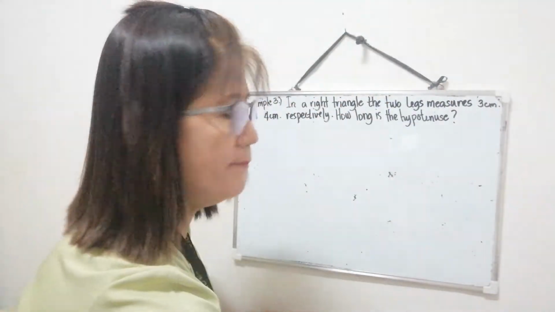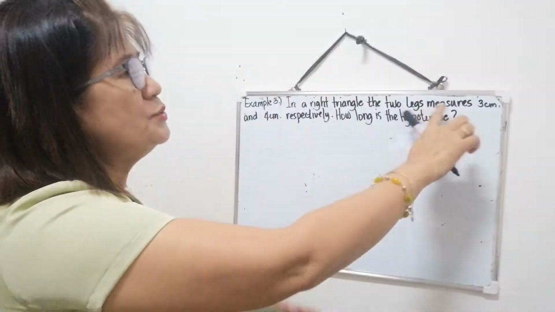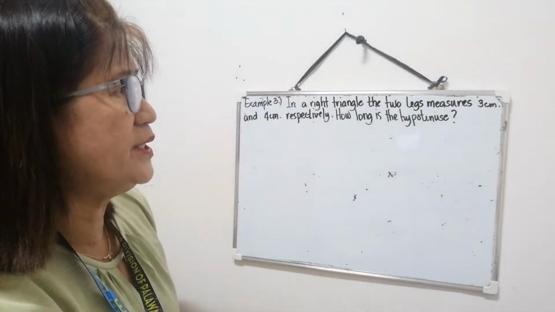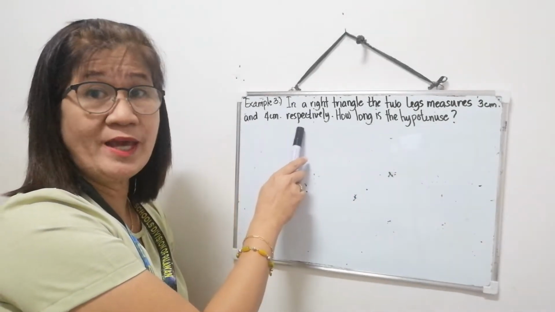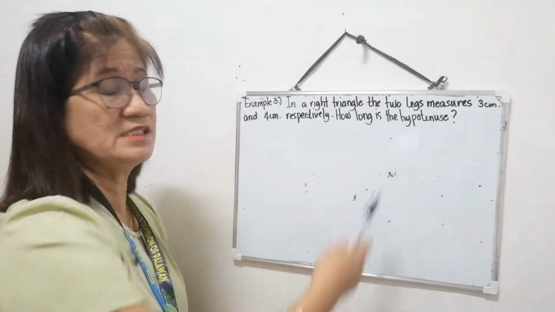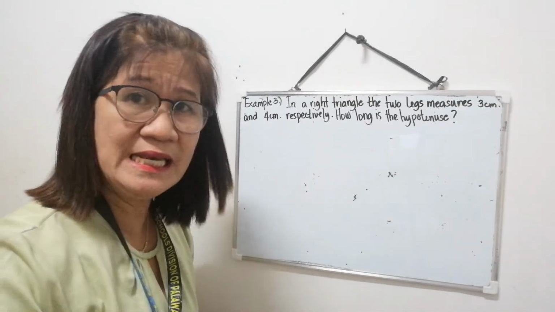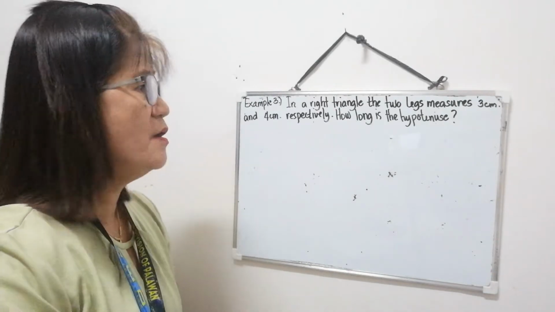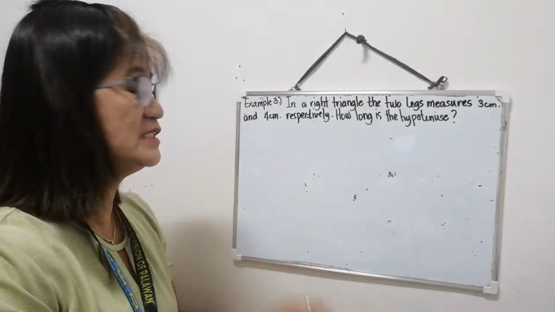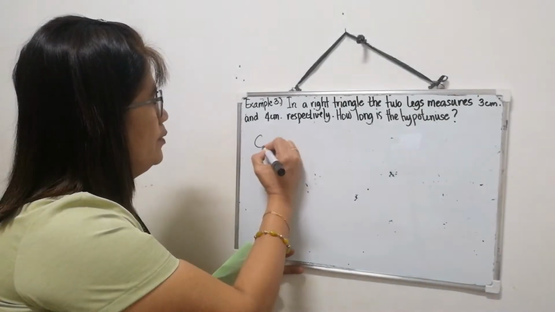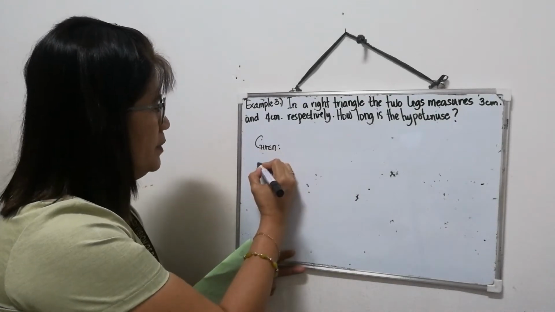Okay, the last example. In a right triangle, the two legs measures 3 cm and 4 cm respectively. How long is the hypotenuse? So, it is very clear, no, that the two legs measures 3 cm and 4 cm. Okay, so let's write here. Sulat natin dito yung mga given.